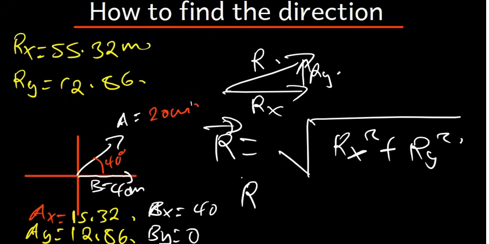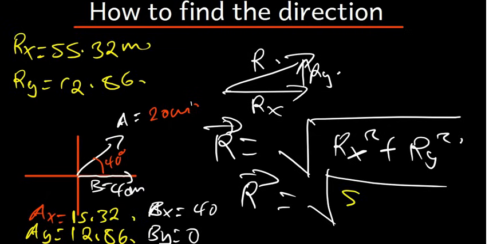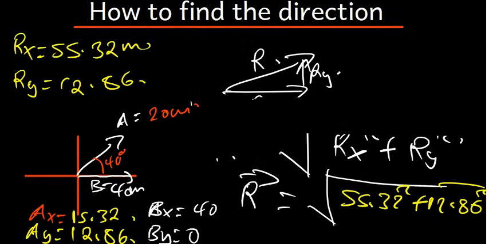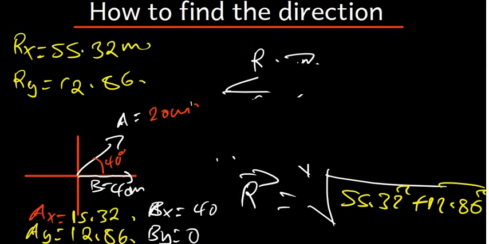So this is going to be, so the other x is 55.32 squared plus the other y is 12.86 squared. Okay, so we get our calculator and then we find the value now. That will be our magnitude.